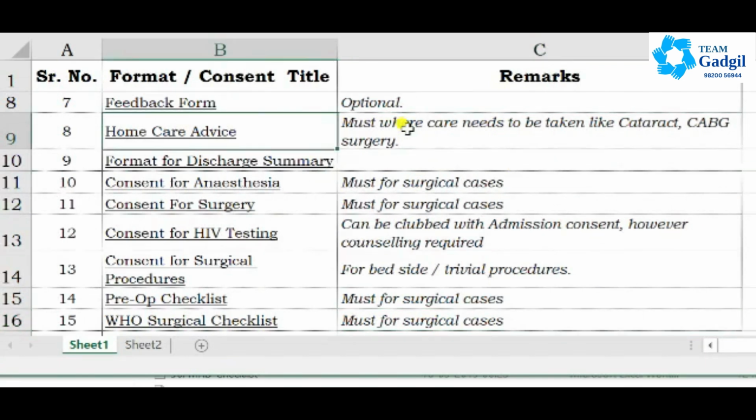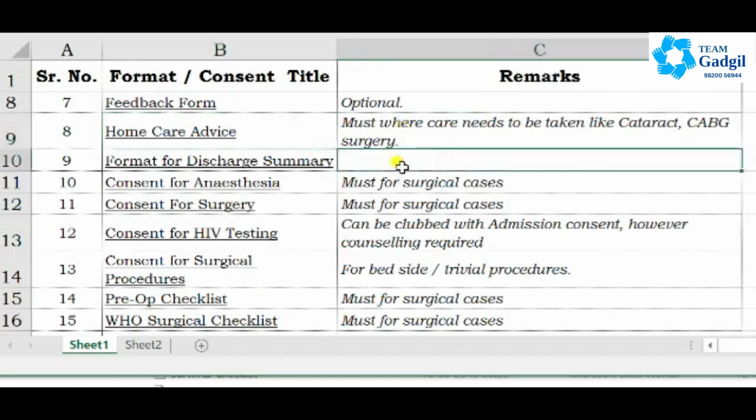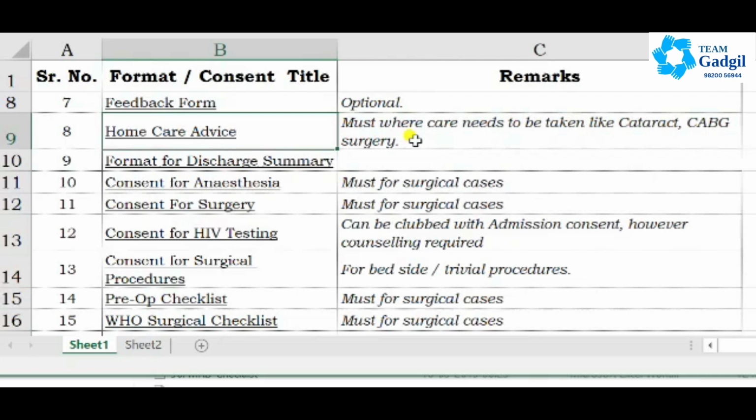Same thing about the home care form. It's completely optional, but especially when there is post-surgical care that needs to be taken, say after cataract or CABG or some other surgery, or obstetrics after delivery, it's good to have some do's and don'ts about the care. So it's a good idea to have this made.